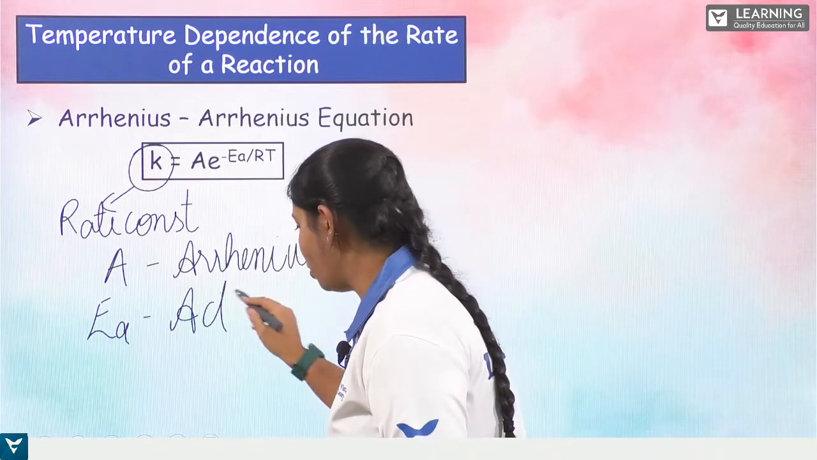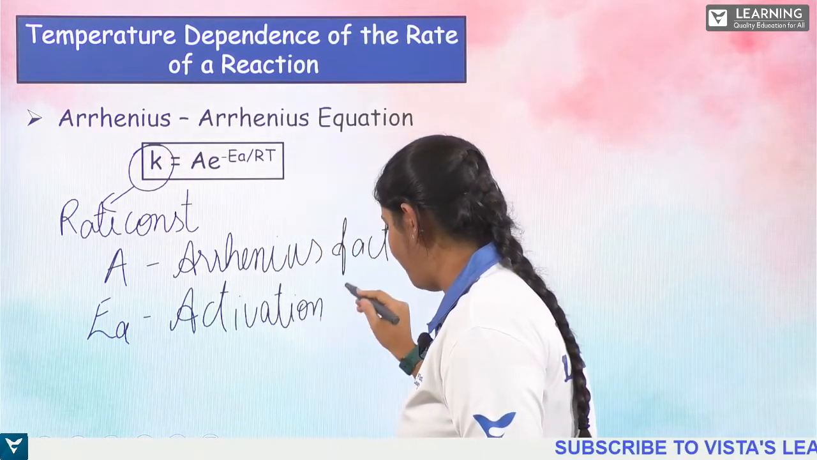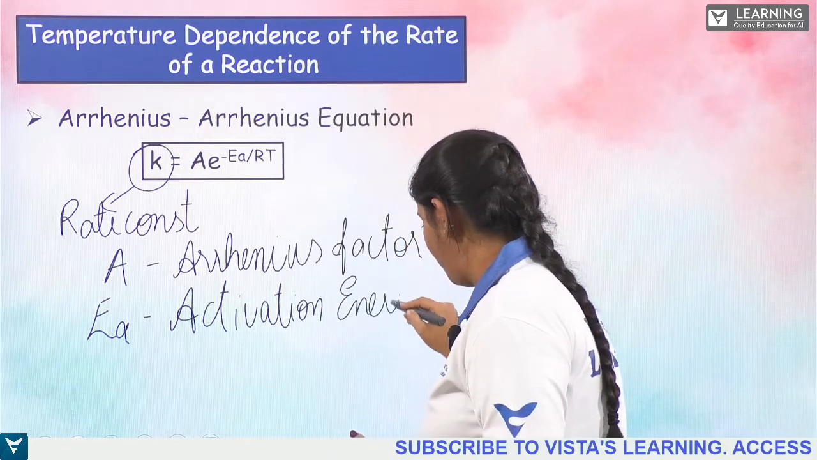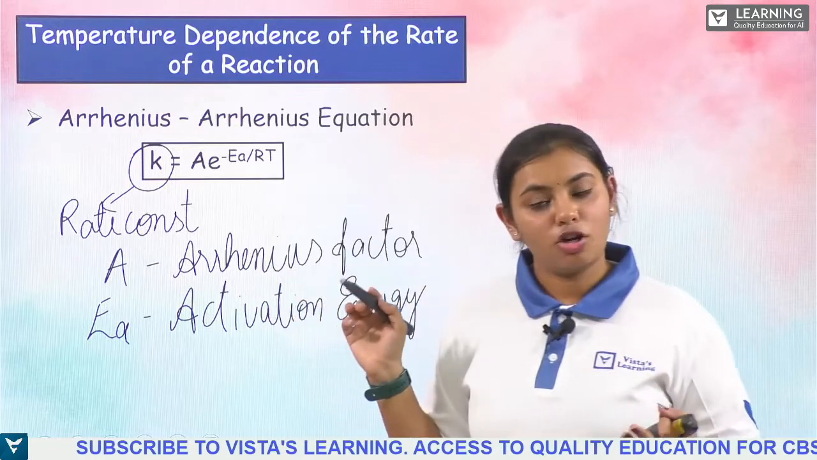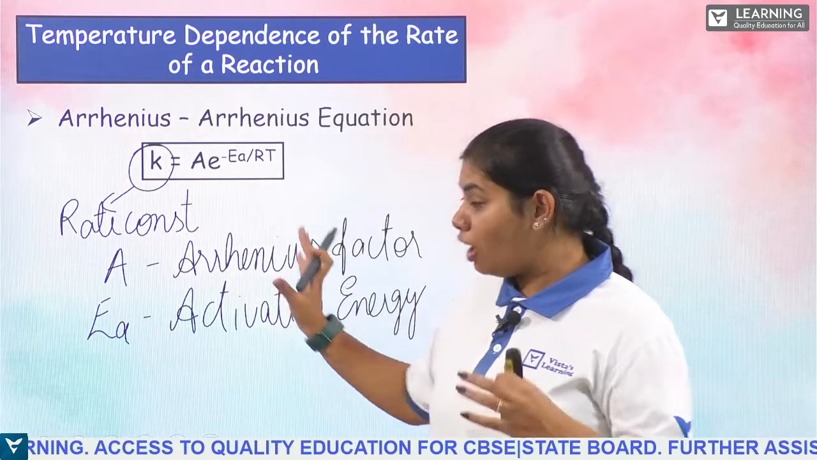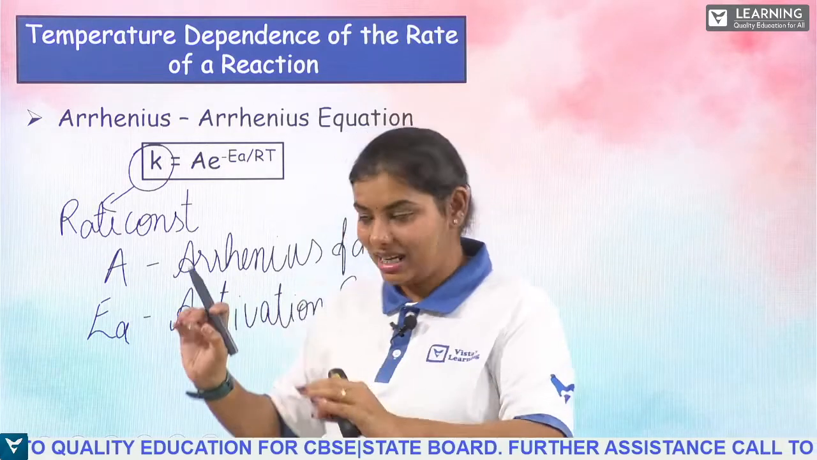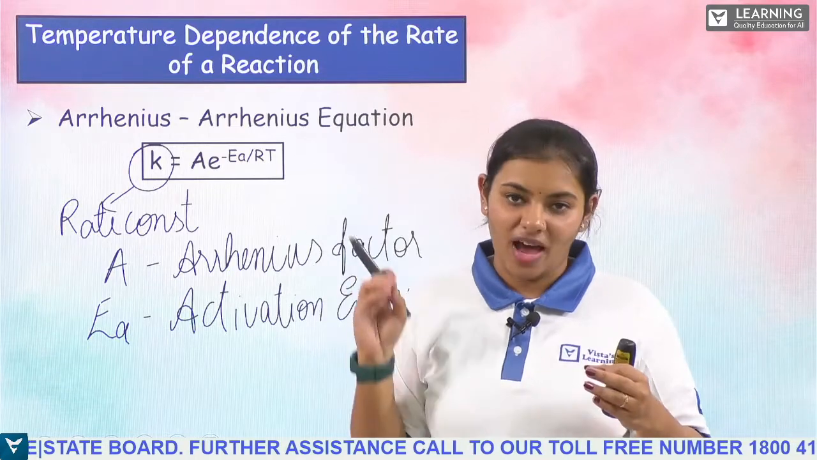So that is what we are going to be studying right now: activation energy. And R and T. R is our gas constant, T is the temperature, right? That is already known. So now we are going to see how exactly from the equation the rate constant is dependent on all of these factors.